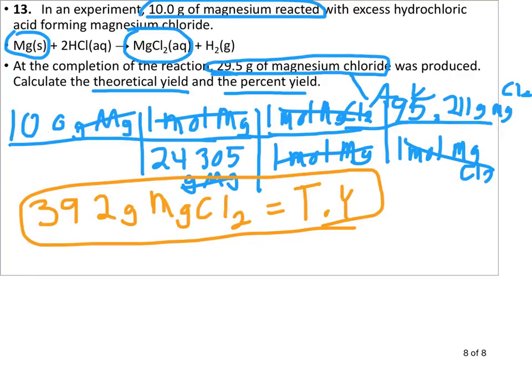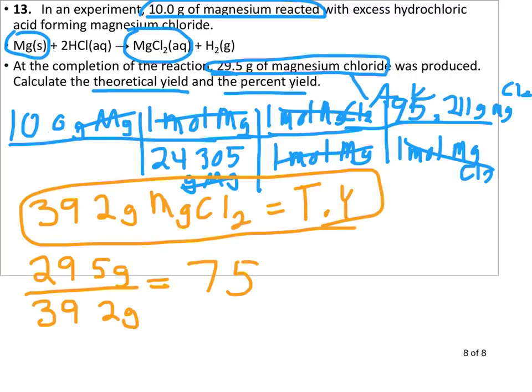But we only came up with, our actual yield was 29.5 grams. So we're going to divide that by our theoretical yield, 39.2 grams. It's like we did on our first problems we looked at today. And here we're working with 3 sig figs, so we'll take it out to 75.3% yield.